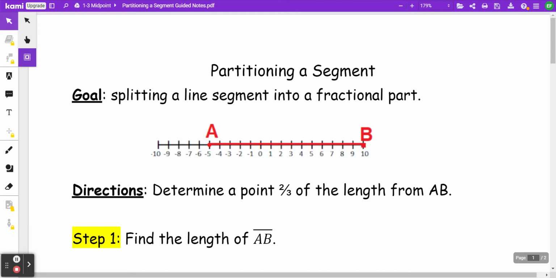Hello, my friends. Today's video is on partitioning a segment. To partition a segment is just a fancy way of saying that we want to split a segment into some sort of fractional parts. If we take a look at our first example here, we're looking at a number line.